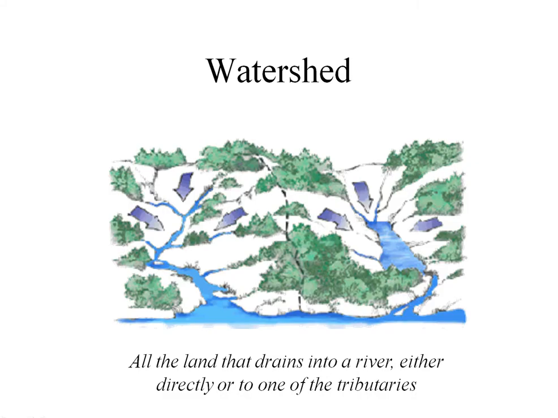Rivers. First, you have a watershed. Watershed is all the land that drains into a river, either directly or to one of its tributaries. In this particular image, we have two watersheds.